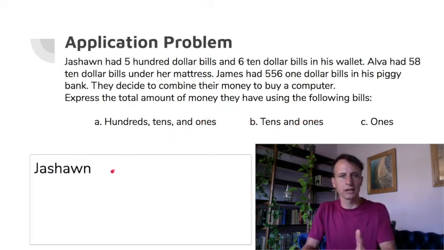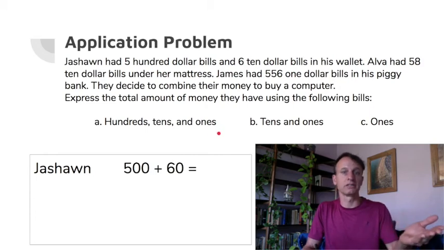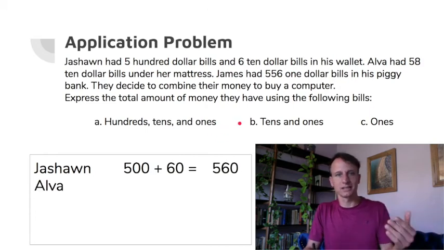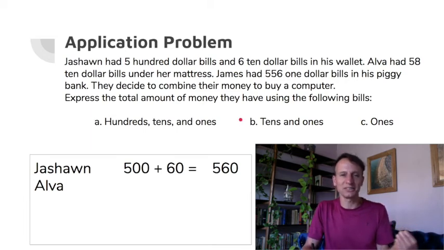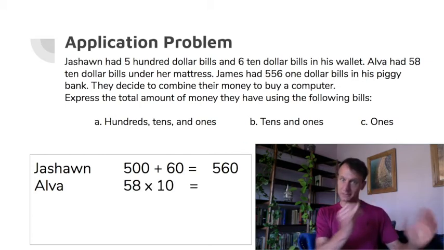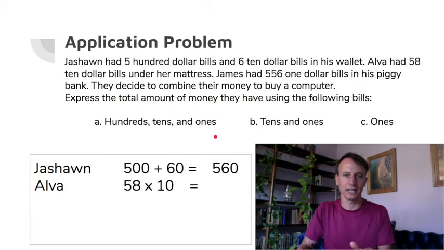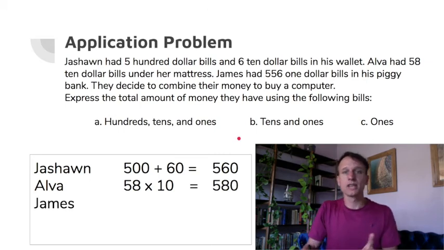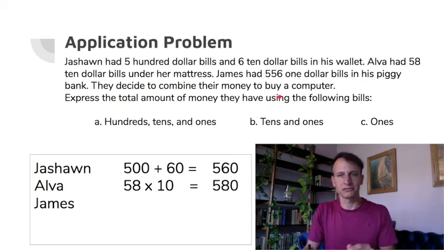Okay, so Deshaun, he has 5 $100 bills and 6 $10 bills, all right? How much is that all together? 500 plus 60 is 560. Alva digs under that mattress, pulls out her 58 $10 bills, and how much money is that? 58 times 10, we know times 10 slide, right? All right, so it's 580. Nice job, Alva. James, meanwhile, 556 $1 bills, well, that's just 556.